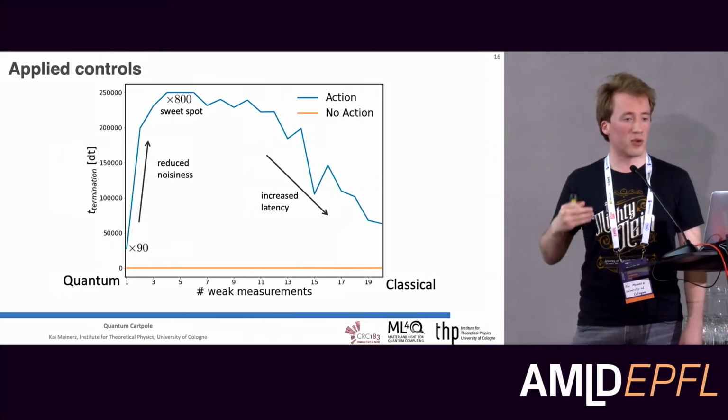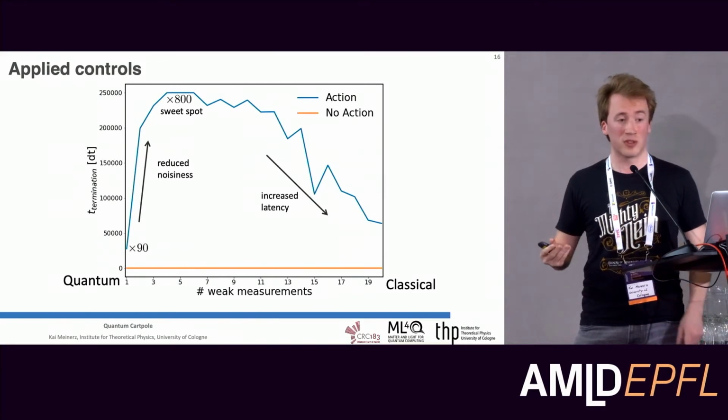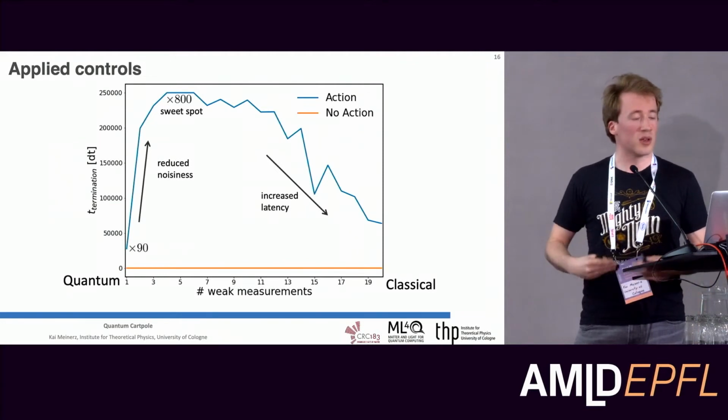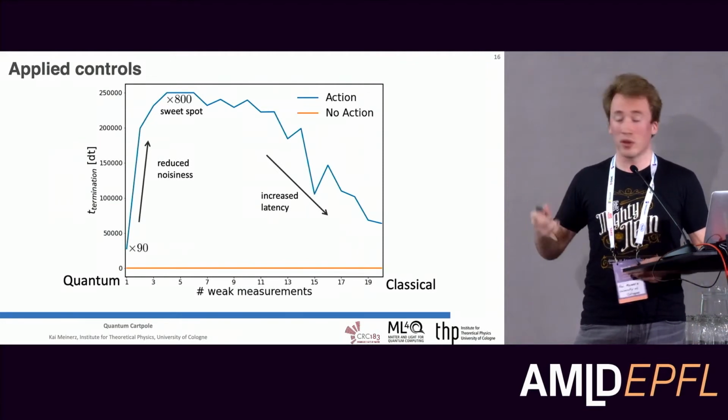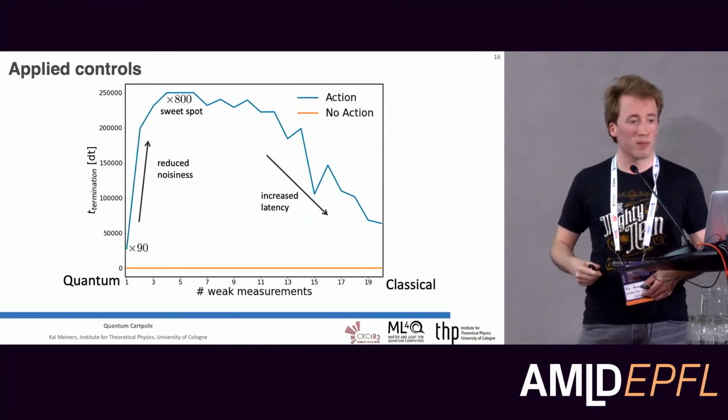if we apply no control actions, then it will drop out in roughly 300 time steps, so pretty fast. And as soon as we apply some controls, the lifetime goes up immediately. For a single measurement, we have an increase in lifetime by a factor of around 90.